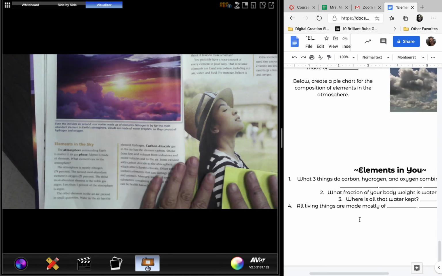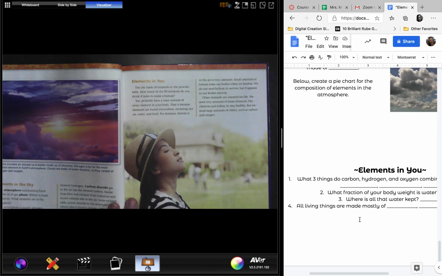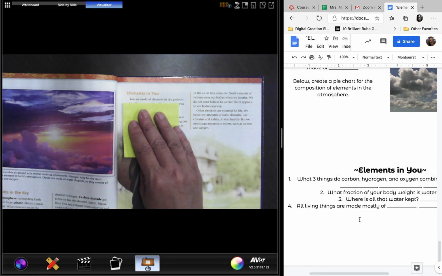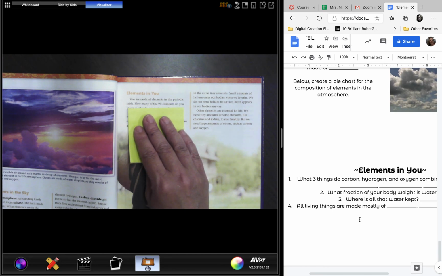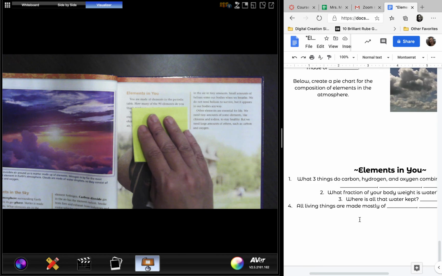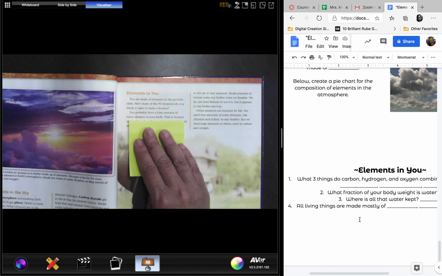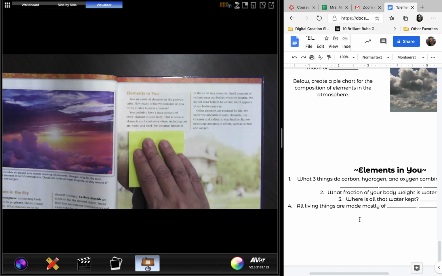Now we're at the end of our notes and the end of our reading, page 21. Elements in you. You are made of elements in the periodic table. How many of the 90 elements do you think it takes to make a human? You probably have trace amounts of every element in your body. That's because elements are found everywhere, including our air, water, and food.